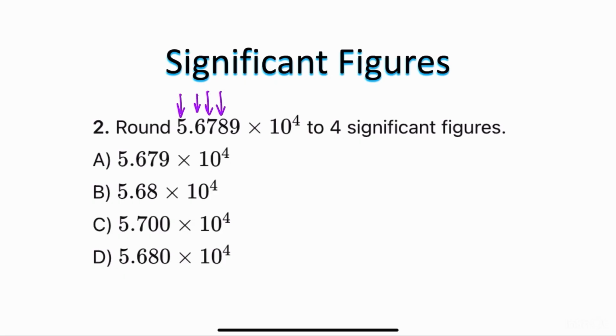Same thing, you don't just automatically write down 5.678 times 10 to the 4th as your final answer. You first have to stop and look at the number that comes right after the 8, which in this case is 9. And because 9 is bigger than 5, that means that the correct answer is going to be 5.679. Okay, so you have 5.6. It'll either stay 8 or it has to go up by 1 because the number that comes after is bigger. So the correct answer here is A, 5.679 times 10 to the 4th power.